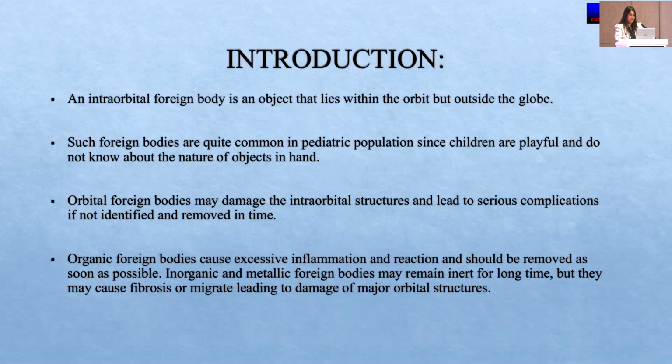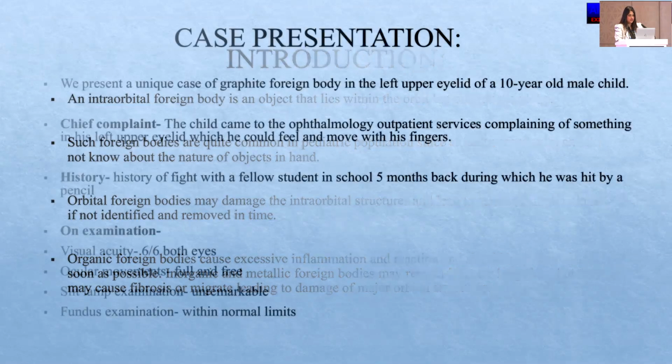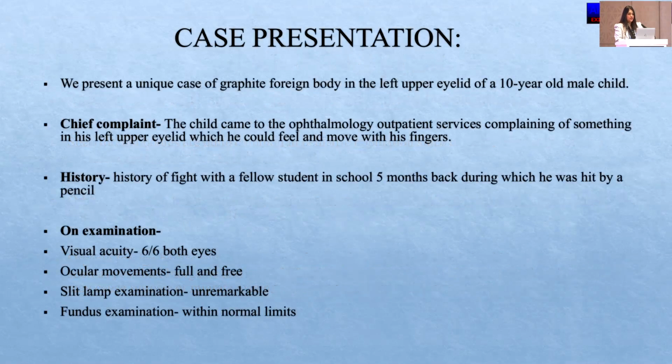and removed in time. Organic foreign bodies can cause excessive inflammation and reaction and should be removed as soon as possible. Inorganic and metallic foreign bodies may remain inert for a long time, but they may cause fibrosis and migrate, leading to damage of major orbital structures. We present a unique case of a graphite foreign body in the left upper eyelid of a 10-year-old male child.